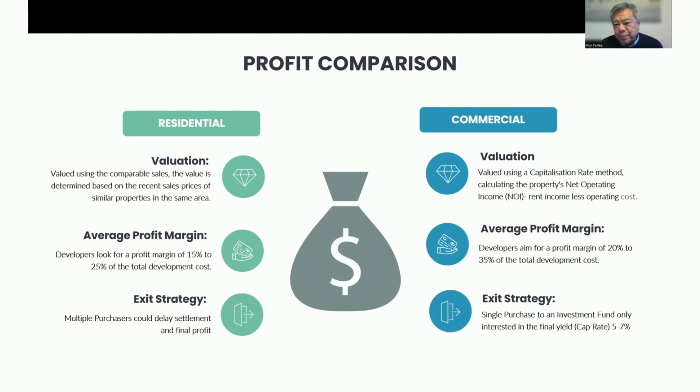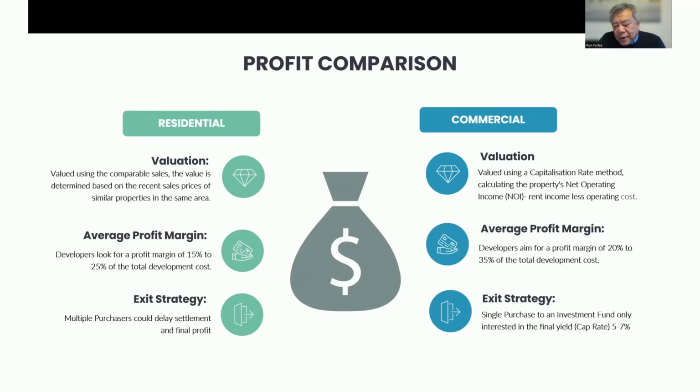Now, let's look at commercial. The valuation is based on a capitalization rate method, which means calculating the property's net operating income less operating costs. That will give you the valuation. On the next slide, I'll explain how that capitalization rate works. The average profit margin that developers seek from a risk level in commercial is 25 to 35% of the total development cost. When you compare that to residential, you can see it is a lot lower.